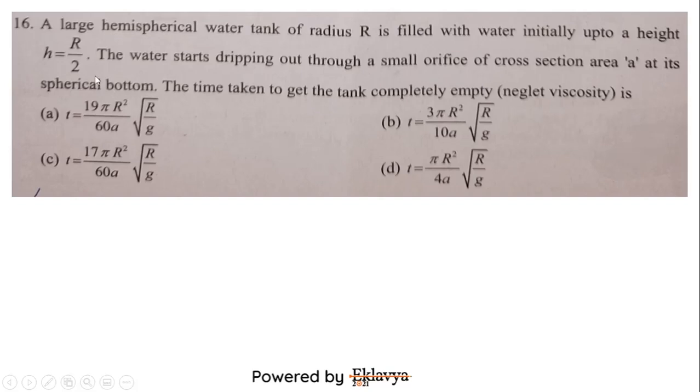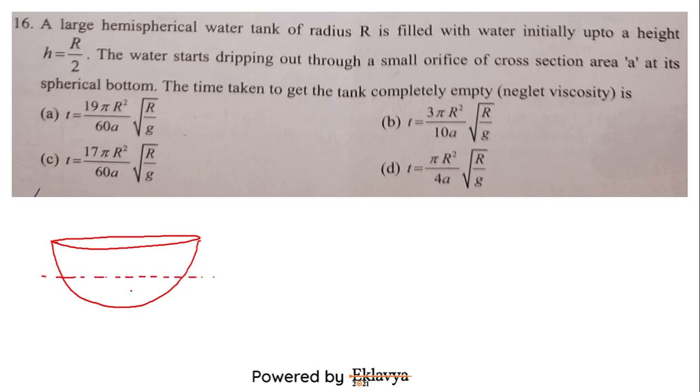So this question says that a large hemispherical water tank of radius r is filled with water initially up to a radius. So basically there is a hemispherical tank like this, and this tank has been half filled, or has been filled to half of its height. So this length is r by 2 and this is also r by 2. So water was filled up to this height. And then there was a small hole at the orifice through which water started coming out. The area of this hole is given to be small a, and we want to calculate the time taken by the tank to get empty completely.